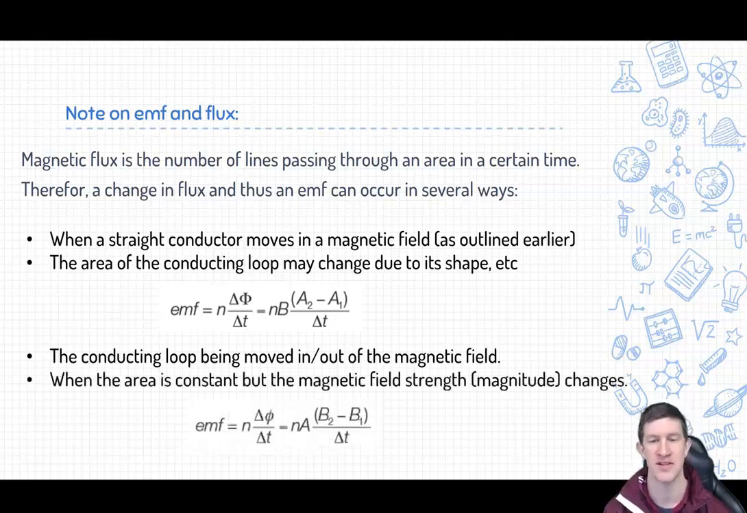When the area is constant, but the magnetic field strength itself is changing, again, we can rearrange our formula. We had delta phi, so if area is constant, but the magnetic field strength is changing, we get B2 minus B1. So keeping the area constant and changing B results in a changing EMF due to a change in flux. So we can rearrange whether A is being changed or B is being changed, and in both cases we change the flux value, therefore if flux is changing, we're changing the EMF.